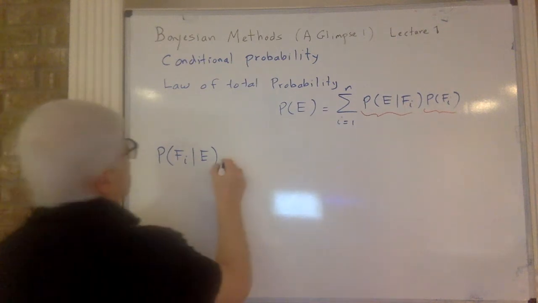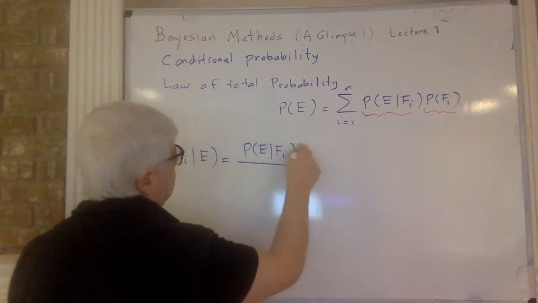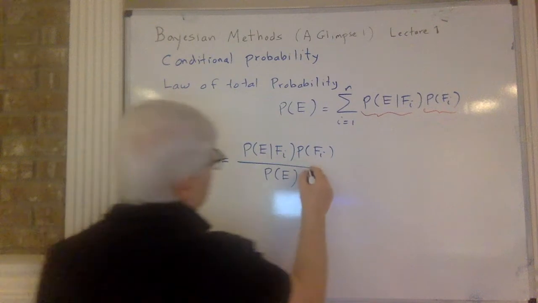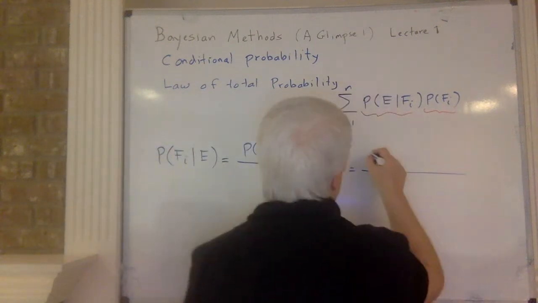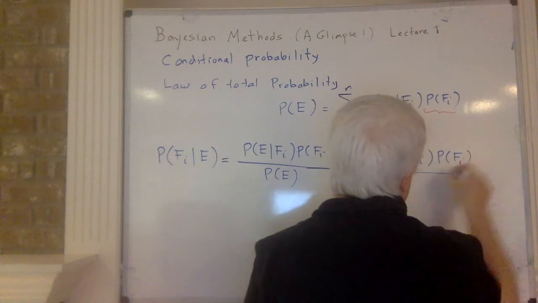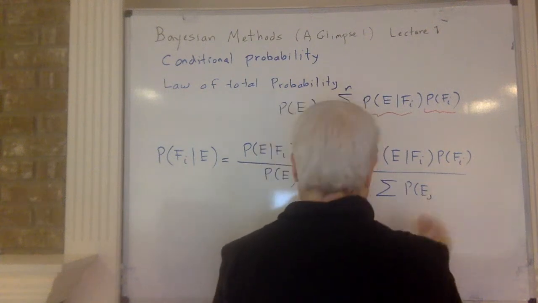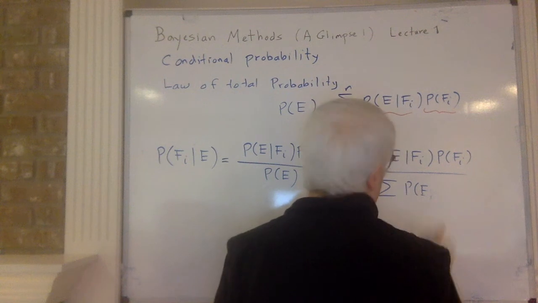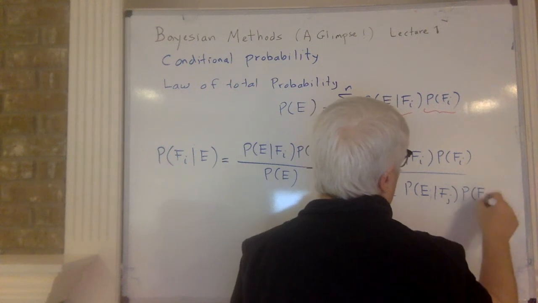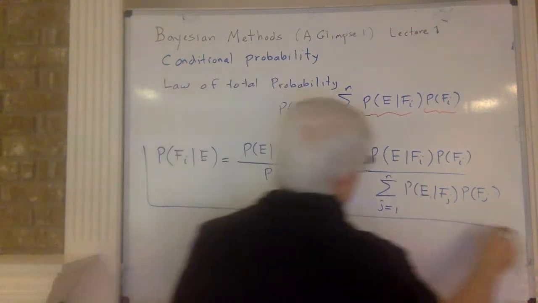Well, I know that this is in fact P of E given Fi, P of Fi divided by P of E. So I have it over there. So that is P of E given Fi, P of Fi divided by the sum over j of P of E given Fj, so the index should be different from that. Some people just call this one Bayes' formula.